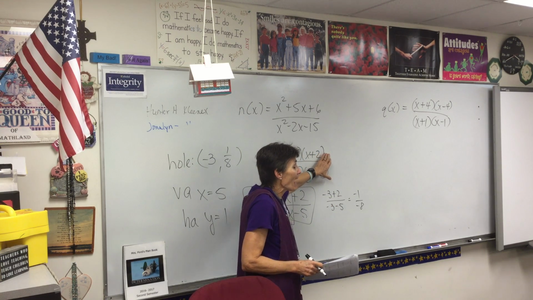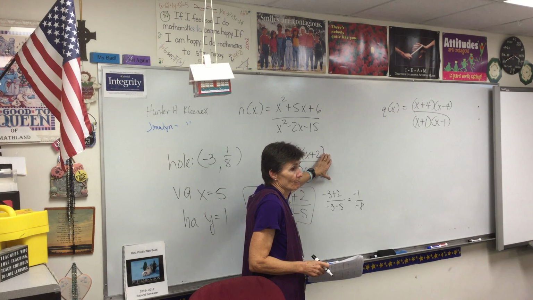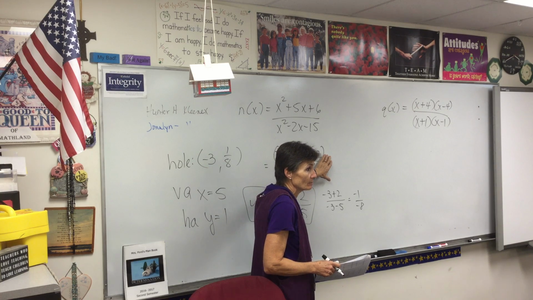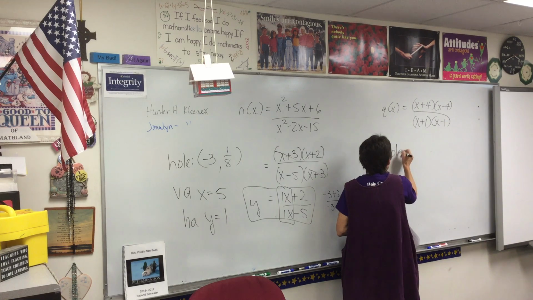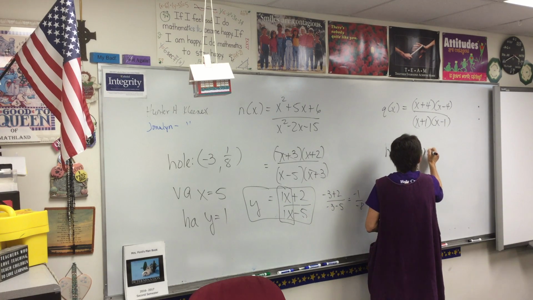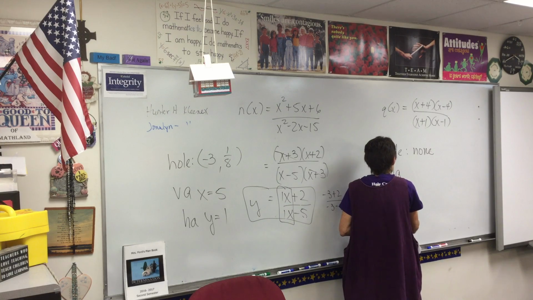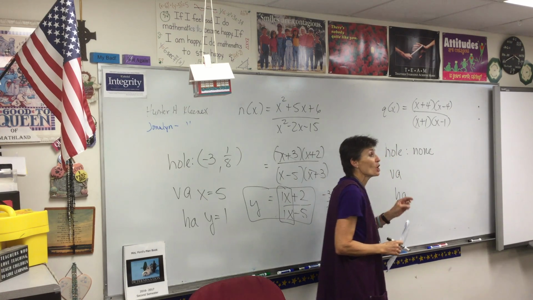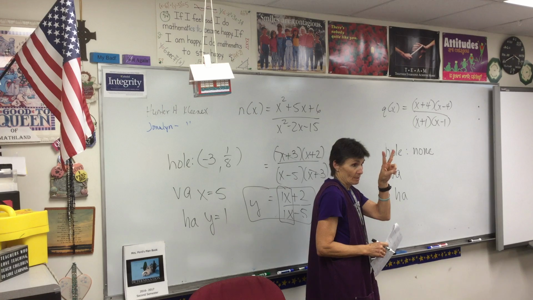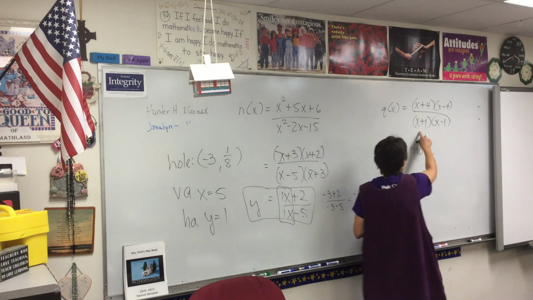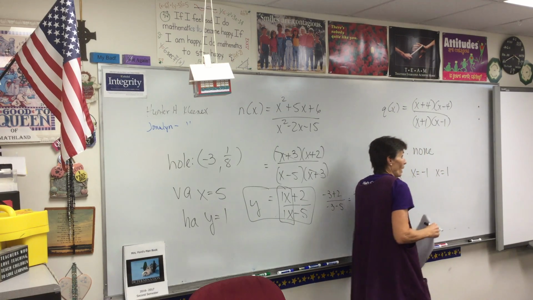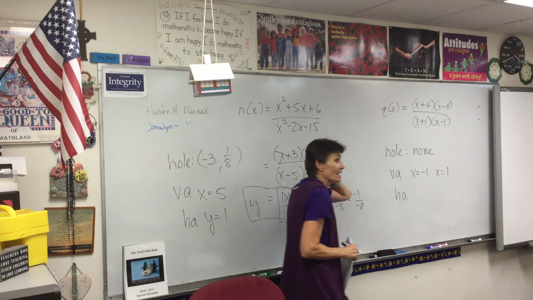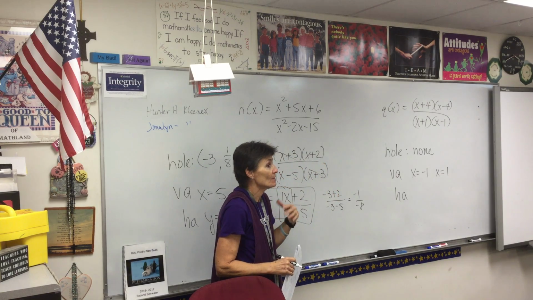Now, I factored as I wrote it down, okay? Does anything cancel? No. Which means there will be no holes. But there will be vertical asymptotes. You're gonna get -1 and 1. One will be at -1 and one will be at +1. Because where do vertical asymptotes come from? The denominator.